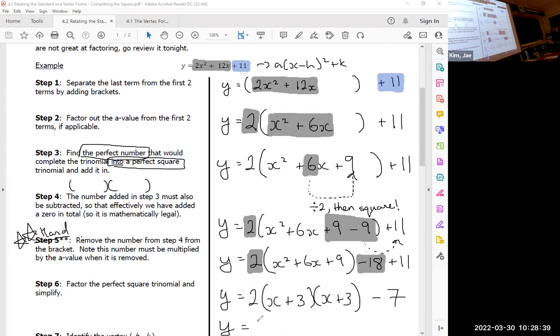So what's the final answer? 2x plus 3 squared minus 7. I'm running out of space, but I want to keep all this here on the screen, so I'll write it here. H equals a negative 3. K is a negative 7. Therefore, my vertex is negative 3, negative 7.